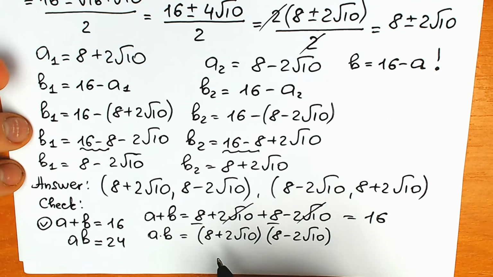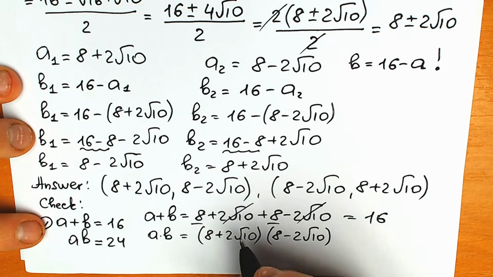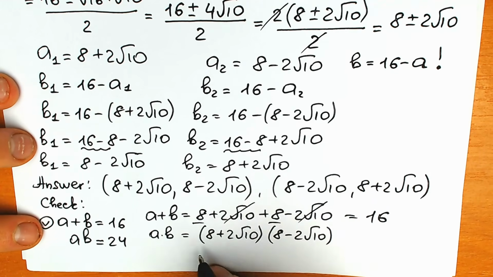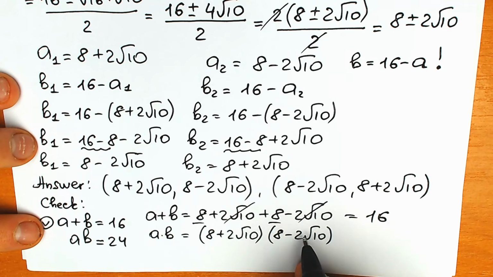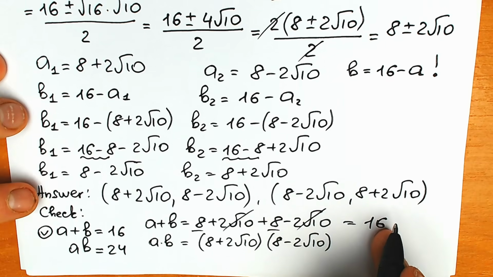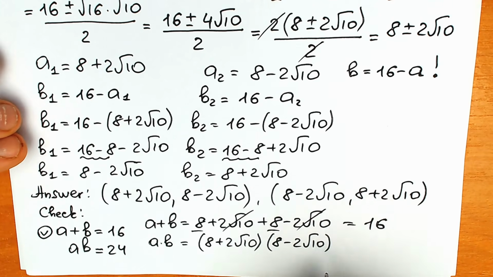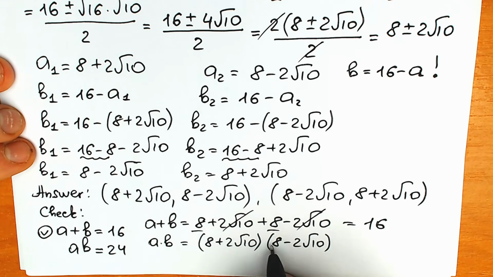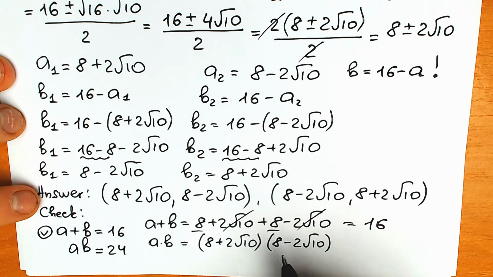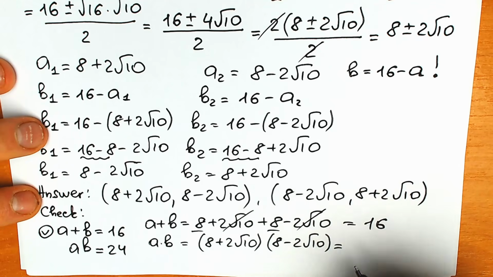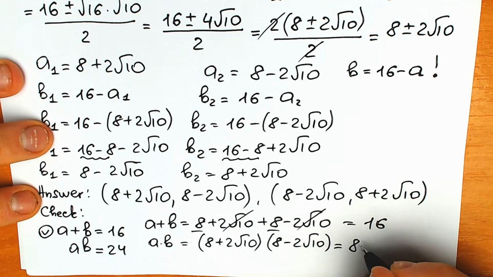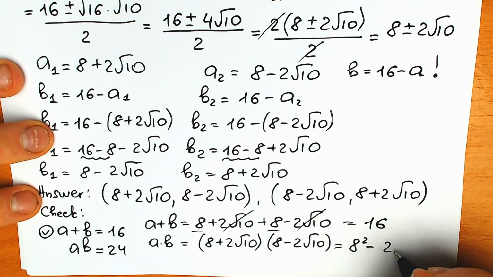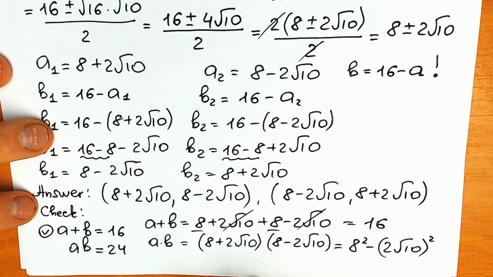I really hope you see that this is a classic school formula, because this is our a plus b, a minus b. In terms of our algebra classes, this is equal to the difference of squares. This is our x square minus y square. So x plus y, x minus y. This is a difference of squares. So we have 8 square minus 2 square root of 10 square. So let's simplify this.